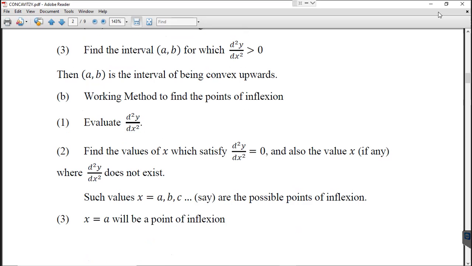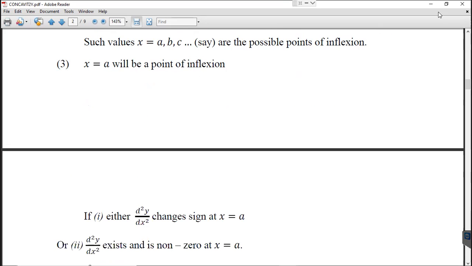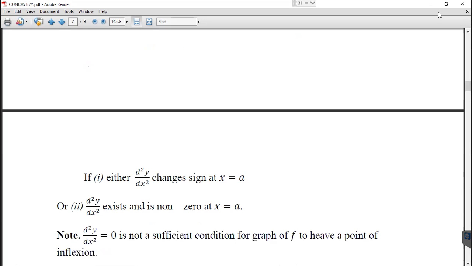These are the possible points of inflection. Then one by one you have to check the possibility of the points of inflection. Suppose we have to check whether the point x equal to a will be a point of inflection or not. For this, you first have to check that d2y by dx2 changes sign at that point, or you can check that the third order derivative exists.